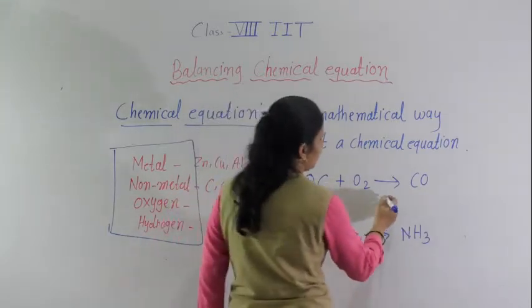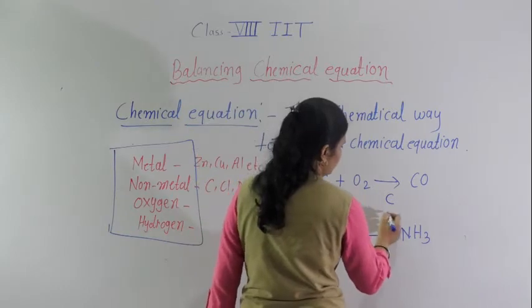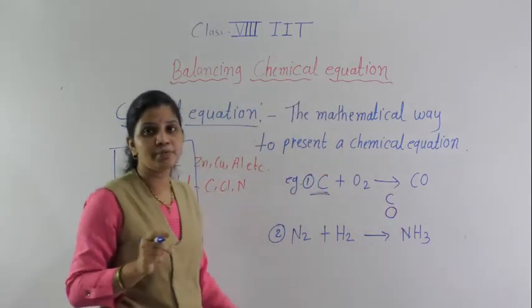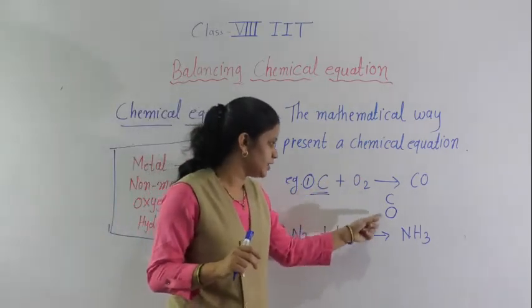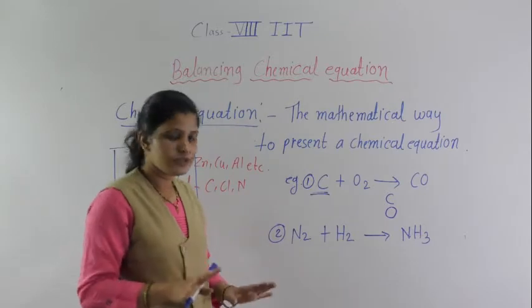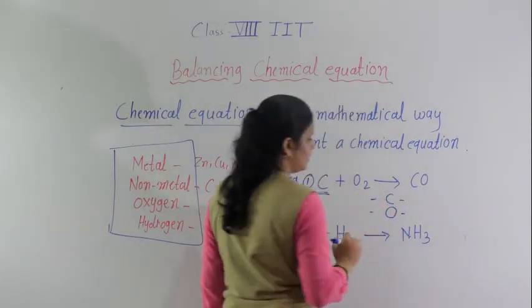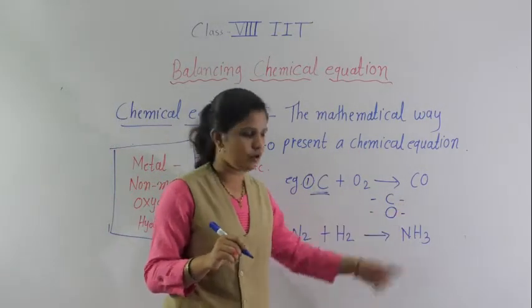First of all, we will write the elements: carbon and oxygen. How many elements are present in this reaction? Only two elements, carbon and oxygen. First you write down how many atoms of each element are present on the reactant side as well as on the product side.